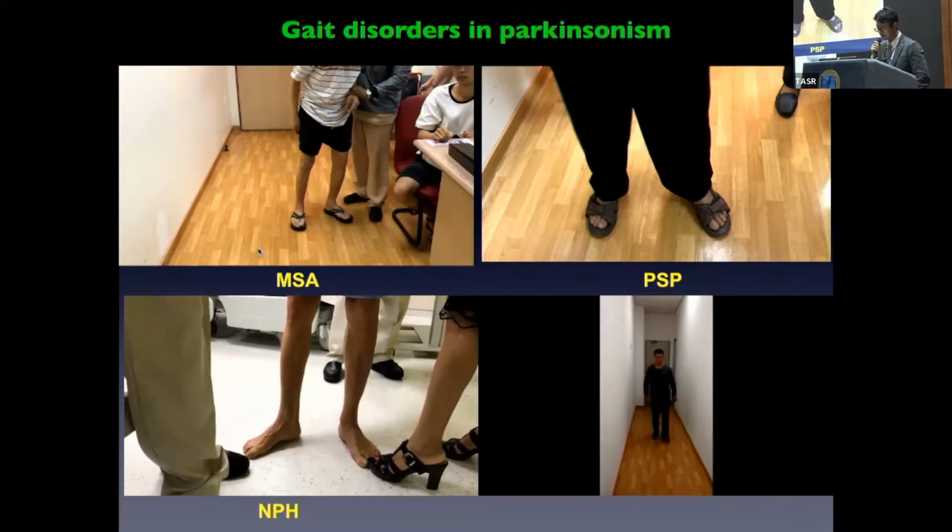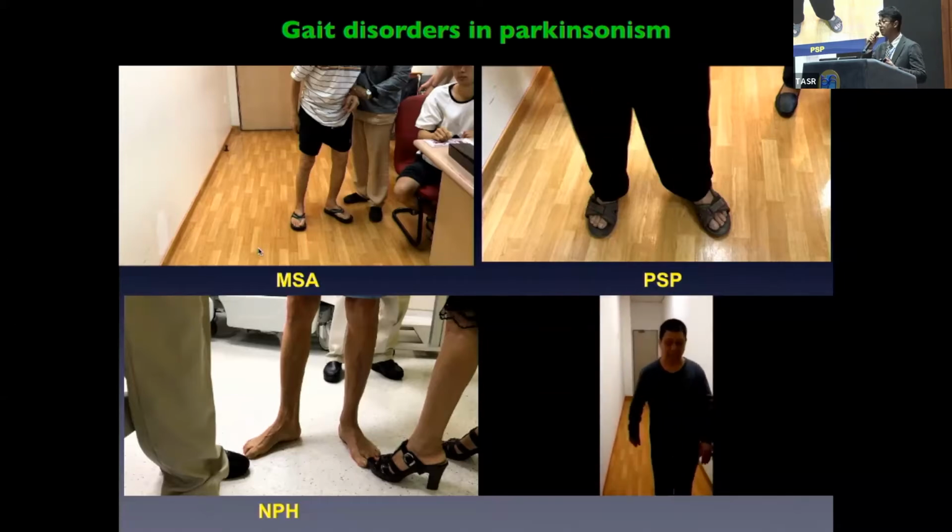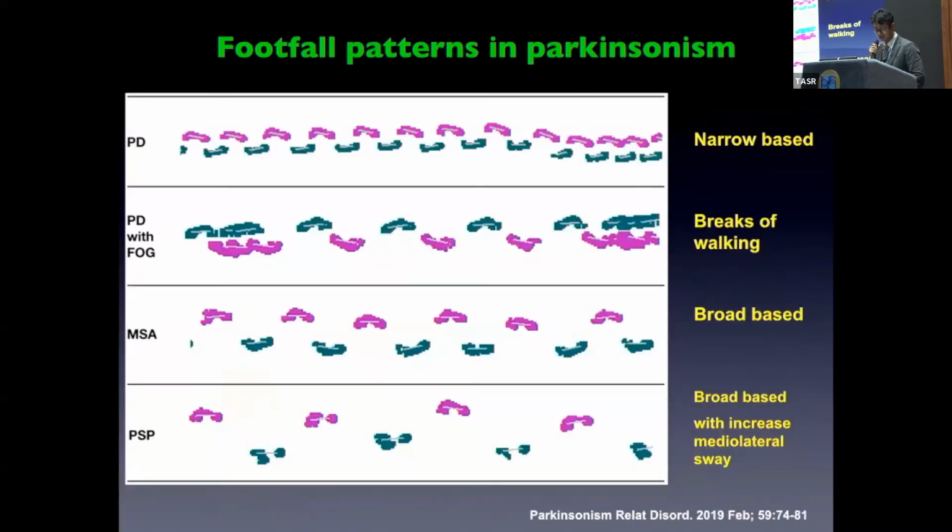And sometimes you see a patient that has predominant lower limb parkinsonism, but the upper limb has very slight parkinsonism features. It's a patient with vascular parkinsonism, so lower body parkinsonism. This is from the same article just now. You look at the footfall patterns, they are actually different. In PD, you get the narrow-based characteristics. You can get some freezing of gait in between. But in MSA, a lot of times you see them broad-based, and in PSP, broad-based with the increased mediolateral sway.